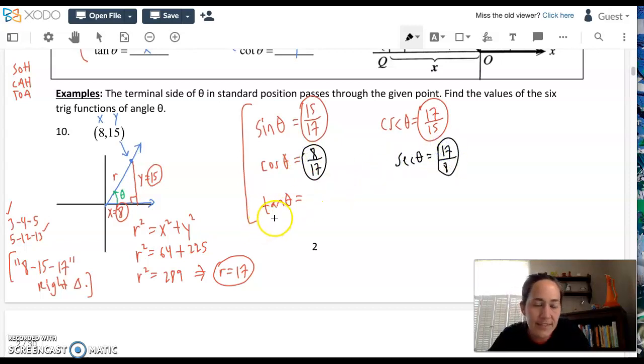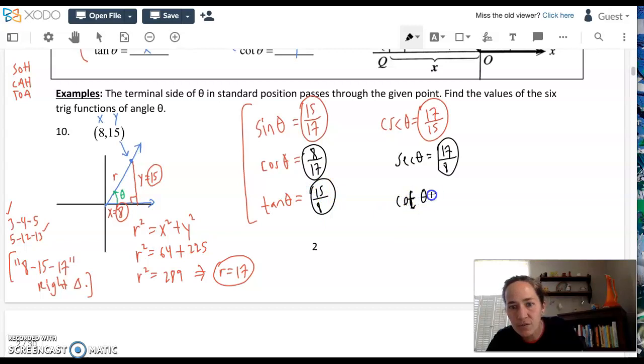Okay, last but not least, tangent. Y over x, so 15 eighths. And then what is its reciprocal? So cot, cotangent of theta, don't forget to put the theta after it, will be 8/15. So we can call this one finished.